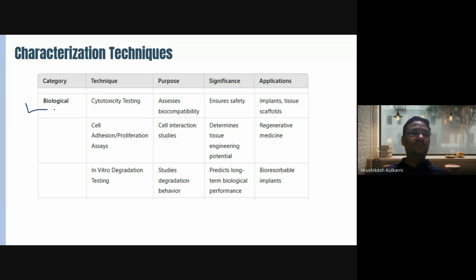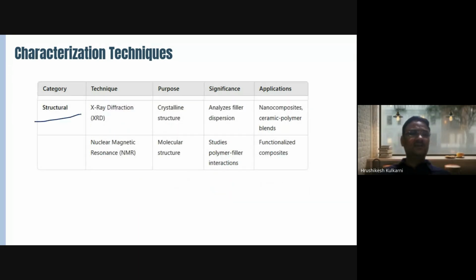Now, as our focus is on the biomedical field, these characterization techniques are also important, like cytotoxicity testing, cell adhesion and proliferation assay, and in vitro degradation testing. Again, these tests are used in implant tissue scaffolds, regenerative medicines, and implants. Next is structural characterization.